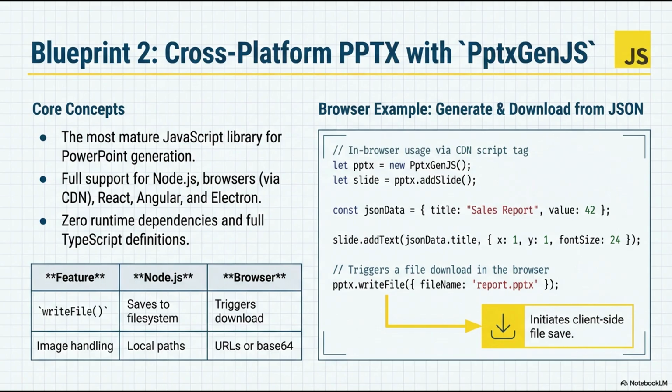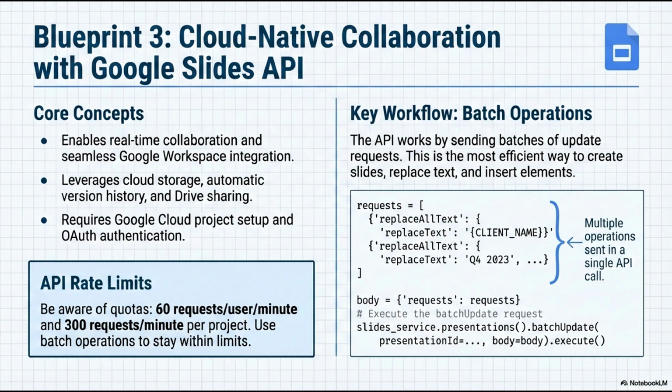On our next slide, we'll explore Blueprint 3, Cloud-Native Collaboration with the Google Slides API. Moving from local cross-platform generation, our third blueprint dives deep into cloud-native collaboration using the Google Slides API. This approach is ideal when your automation needs to be tightly integrated with the Google Workspace ecosystem.